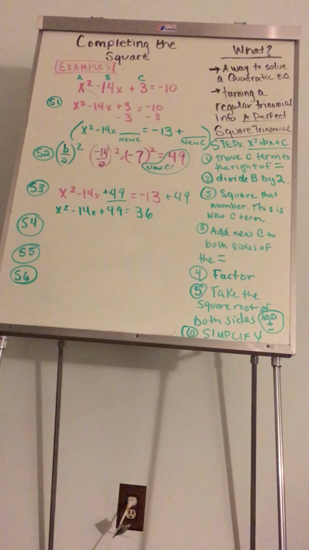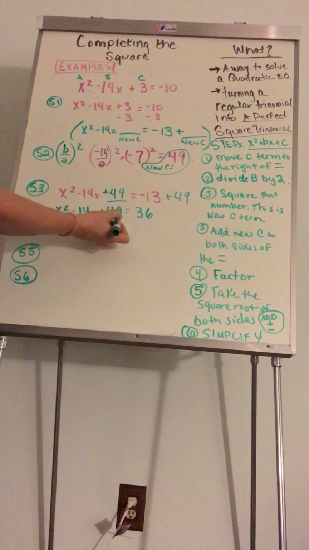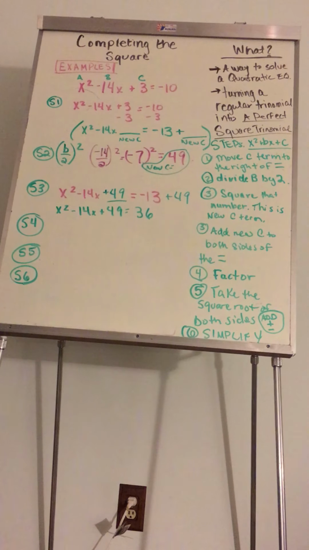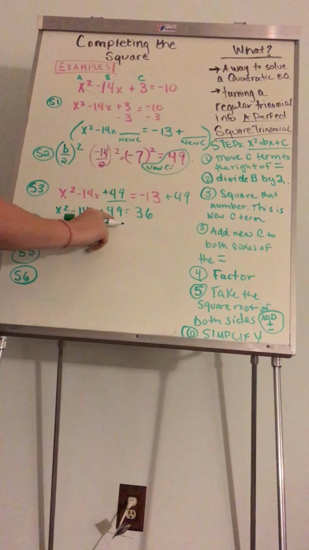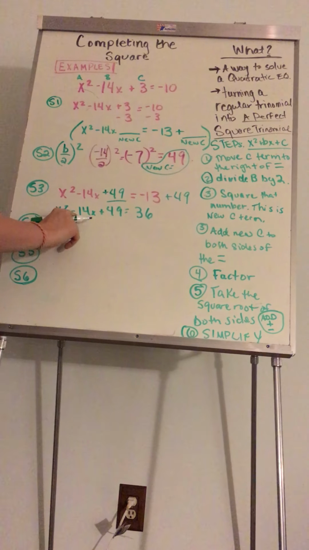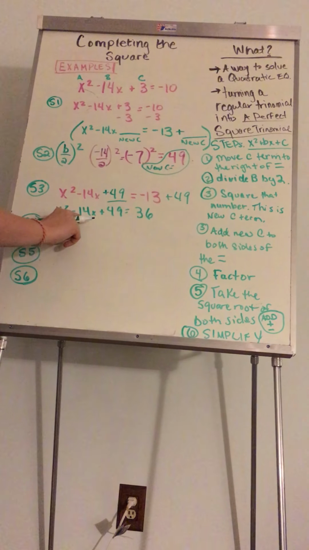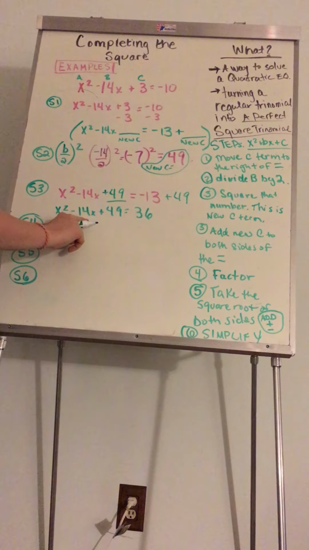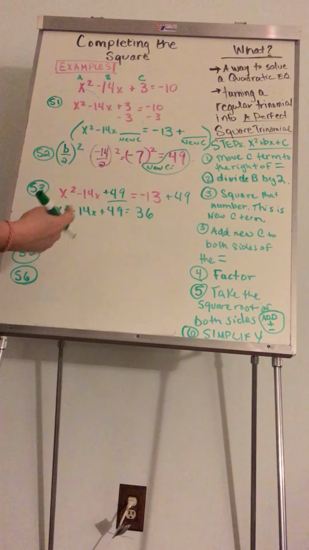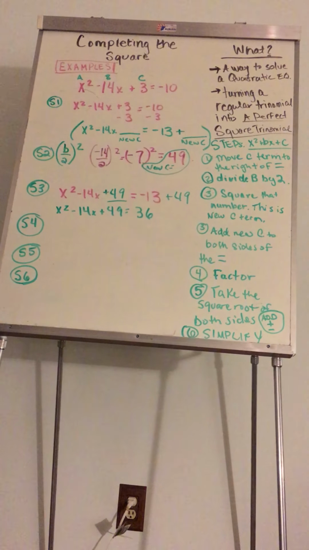Now, I have just created a perfect square trinomial. x squared minus 14x plus 49. If I take the square root of this and multiply it by 2, I get my b term. That's how I can tell. So I take 49, the square root of 49 is 7. 7 times 2 is 14, and it's minus here, so it'll be minus 14. That's how I tell it is a perfect square trinomial.